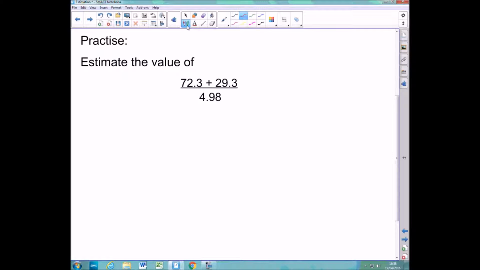Okay, so hopefully you've had a go at that. Well, I'm going to start off by putting my estimation sign in. Right, so now I'm going to round all of my numbers. So 72.3 is going to round to 70, plus 29.3 is going to round to 30. And then underneath, 4.98 is going to round to 5. So again, I'm going to do my sum on top first, 70 plus 30, which is 100. Divide it by 5, and I get an estimate of 20.